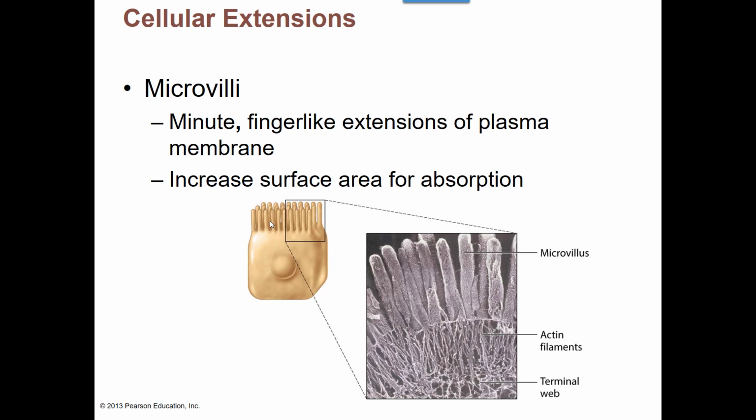We find cells that have these on them in the small intestine because there's lots and lots of absorption in the small intestine, and the more surface area, the more absorption you can have. It's not for movement, just absorption.